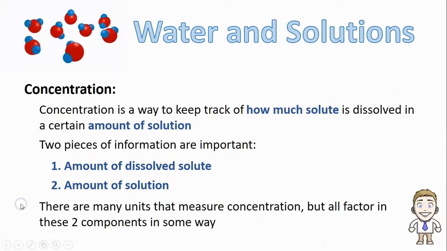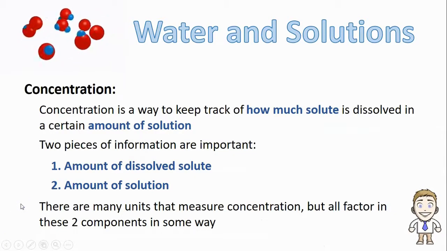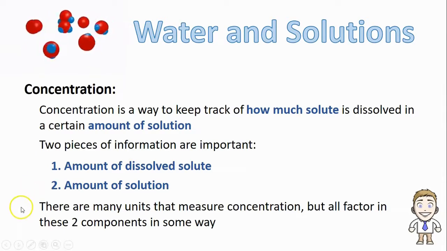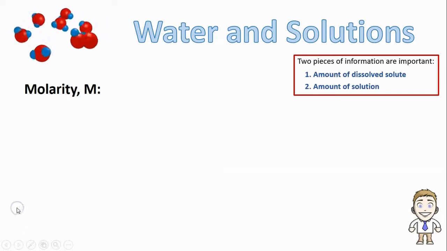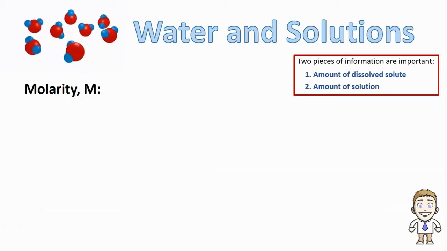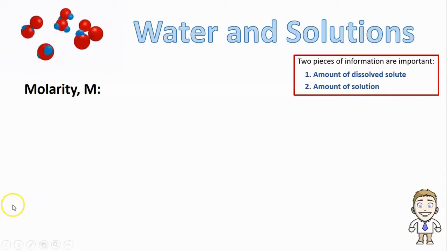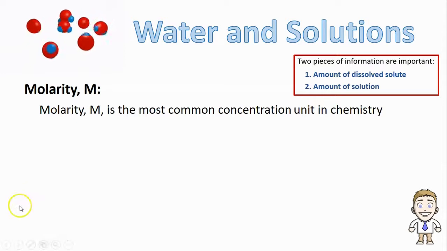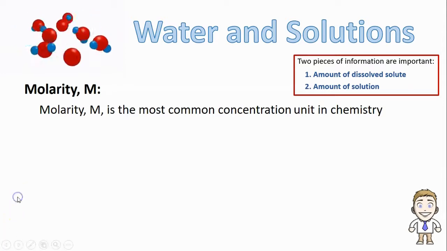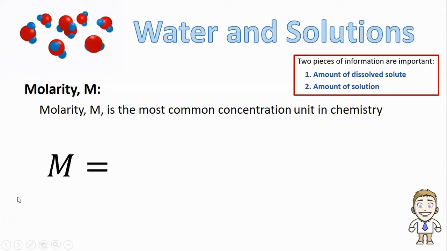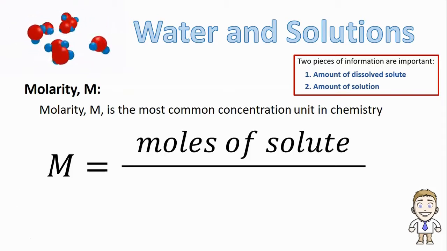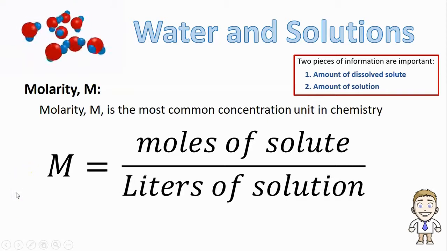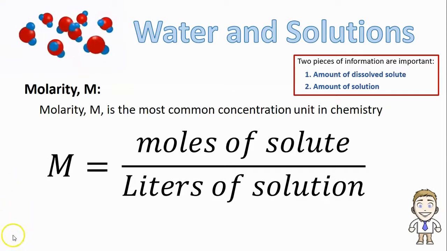So in chemistry, there's lots of different ways that we can measure concentration, but all of them that you'll learn about will factor in these same 2 components in at least some way. The rest of this video is going to focus on just one way of measuring concentration called molarity. We're going to talk about molarity because it's probably the most common concentration unit in chemistry. So the symbol for molarity is a capital M, and the way you calculate a molarity is by dividing the moles of solute that have been dissolved in the solution by the volume of the solution in liters.